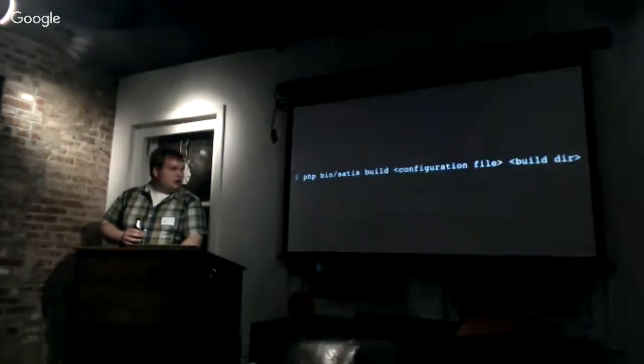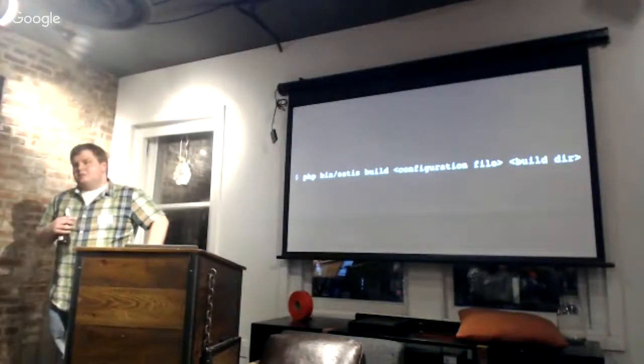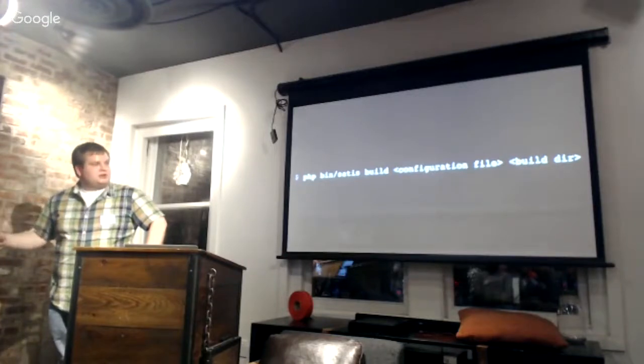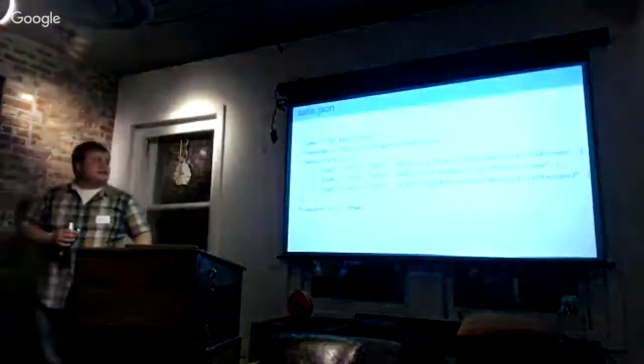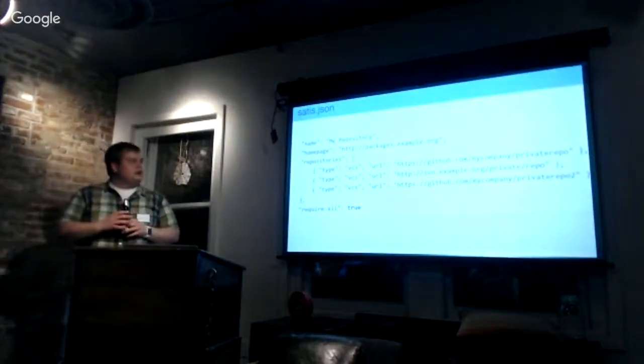So then all we need to do is run php bin/satis. Remember the bin folder from the vendor folder there. Build, and then you pass through a configuration file and the output directory. And the configuration file, I would generally call it satis.json. This is an example of one here.